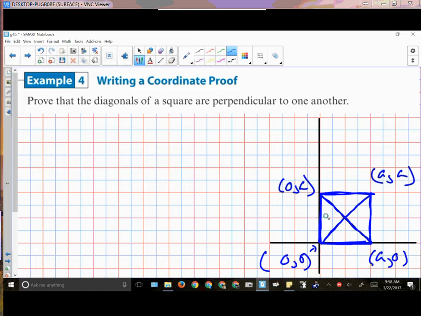If two lines are perpendicular to each other, their slopes are opposite reciprocals. So if I could show that this one here, we'll call him red line, if the red diagonal has a perpendicular slope to the green line, would they be perpendicular? Okay, they got to be opposite reciprocals. So let's start off with red and not with green.